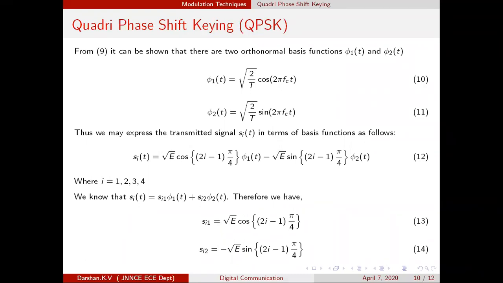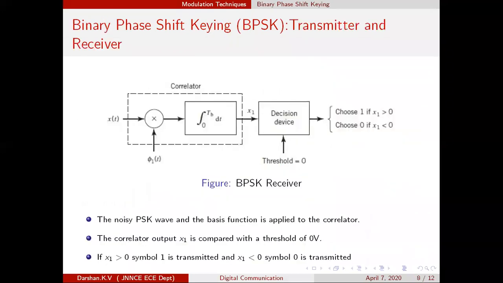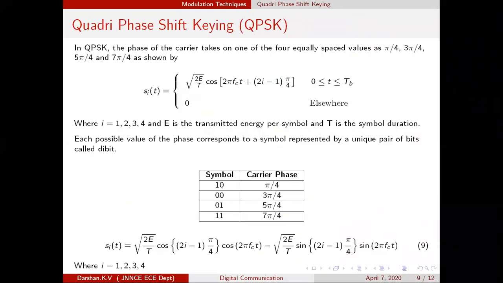Okay, today we will start another phase shifting technique called quadri phase shift keying, also called QPSK in the standard form. So Q refers to quadri. Quadri means four. What does this four represent? What exactly is the four with respect to this?